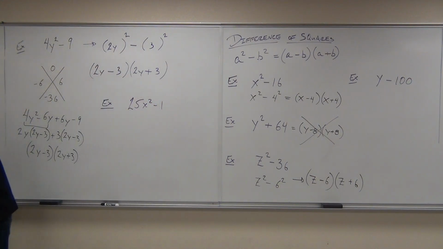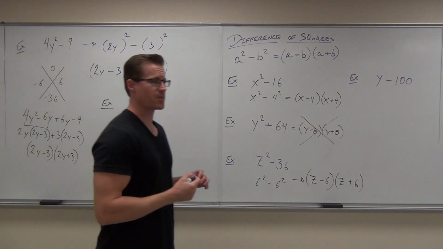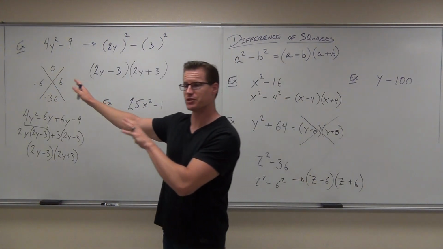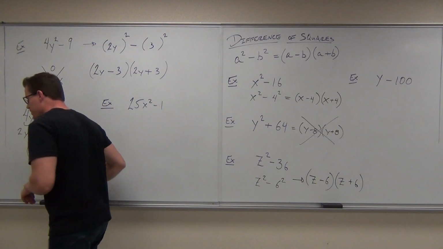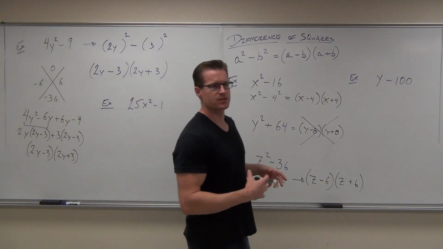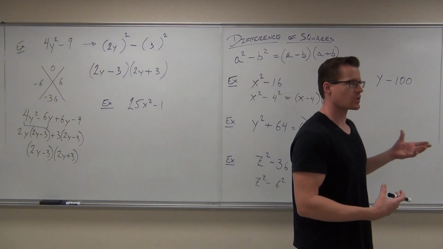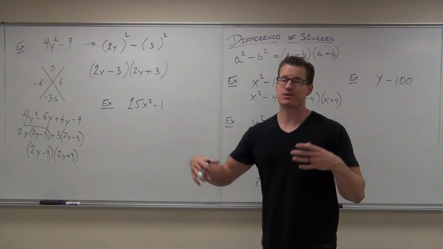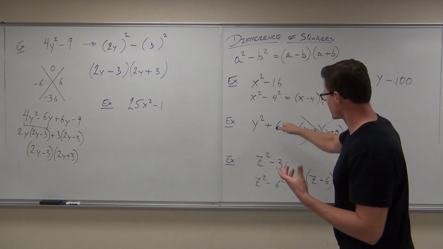First thing, 25x squared minus 1. I'm not going to do the diamond problem every time. In fact, that was the last time I'm going to do it for these guys. What I'm going to focus on more is your ability to understand that this is this form, this difference of squares. So the first thing we check for, is there a difference? Because we know if there's not a difference, we can't do it.